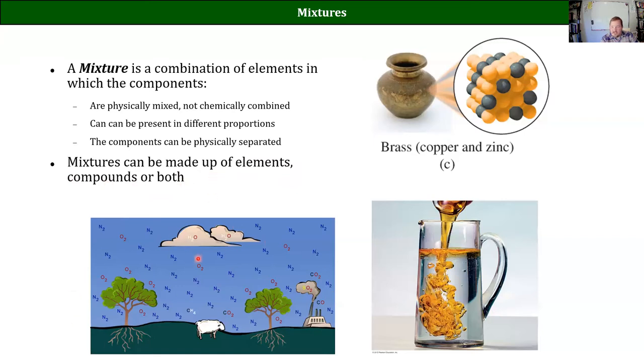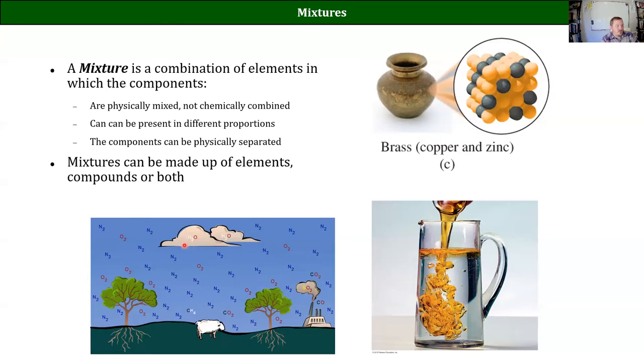The atmosphere is a good example of that. Our atmosphere is a mixture of a bunch of different compounds and elements. You've got elemental oxygen and nitrogen. You've got sulfur dioxide. You've got water. You've got carbon monoxide and carbon dioxide. Carbon monoxide, carbon dioxide, sulfur dioxide, water, those are all compounds.